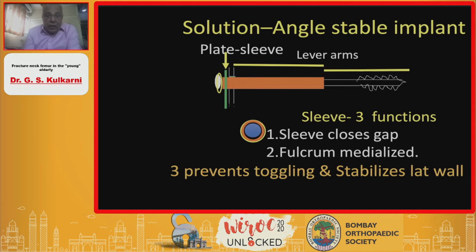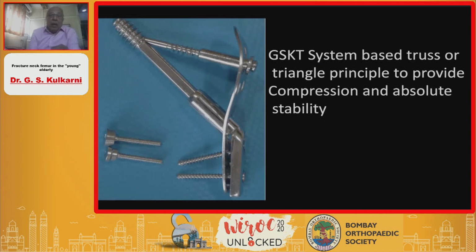The sleeve has three functions. One, the sleeve closes the gap, the fulcrum is medialized, as you see here, and prevents toggling and stabilizes the lateral wall. The GSKT system is based on the truss or triangle principle to provide compression and absolute stability.